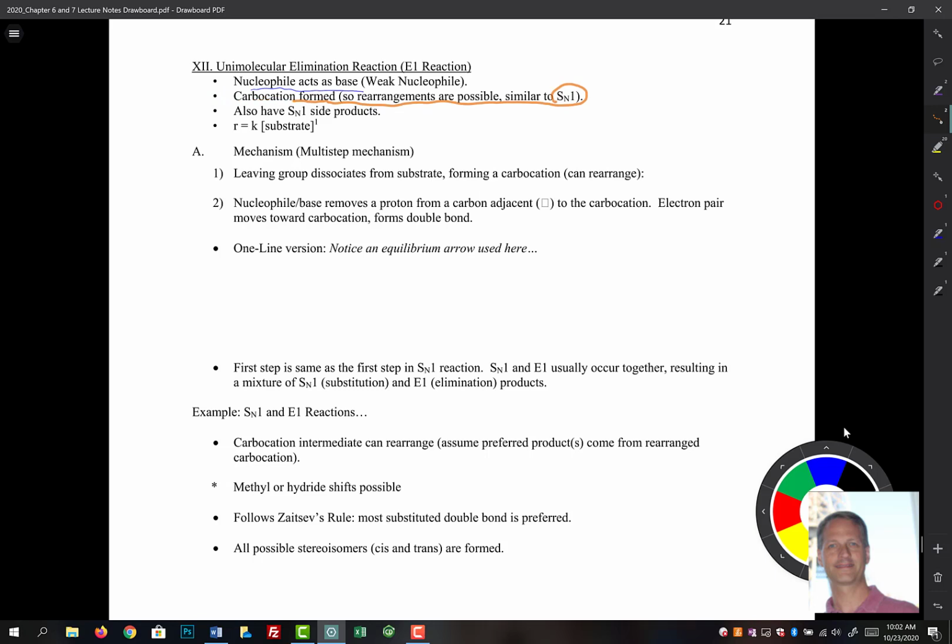Things like rearrangements. It's very difficult to separate an E1 and an SN1 reaction from each other. They typically occur at the same time. It is a unimolecular reaction, so the rate law is equal to the concentration of the substrate, really. So it's based on the formation of the carbocation. That's the rate determining step. So let's look at the mechanism down below. We'll hit some of these points as we go through and talk about the mechanism.